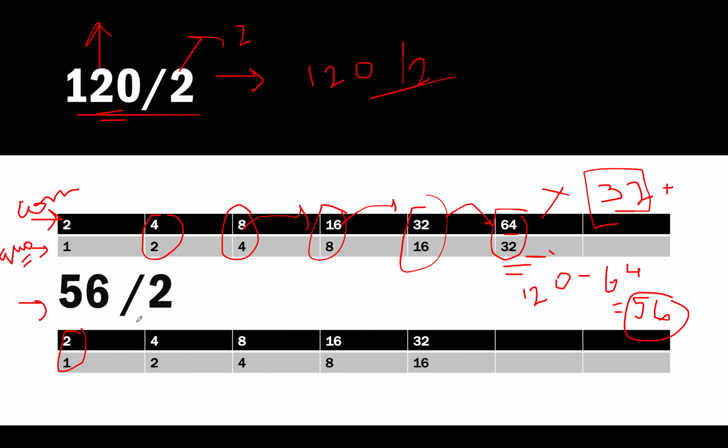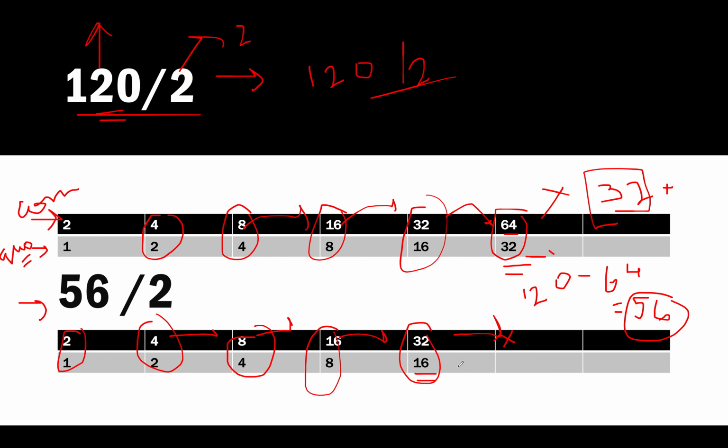2 is less than 56, 4 is less, double the value. 4 is less than 56, double the value. 8 is less than 56, double the value. 16 is less than 56, double the value. 32 is less than 56, double the value. 64 is not less than 56. We can't double the value, stop the process.